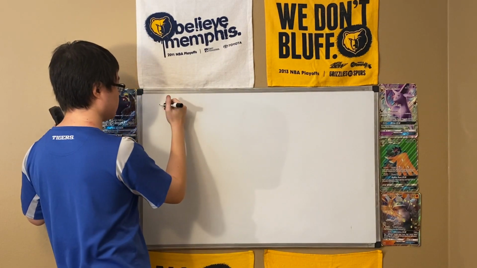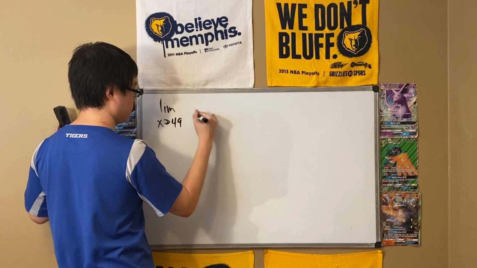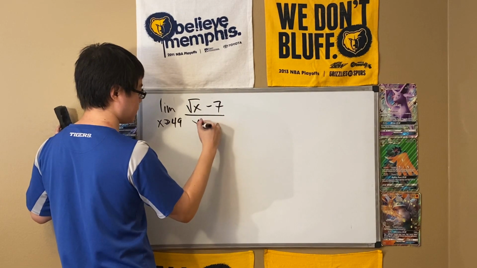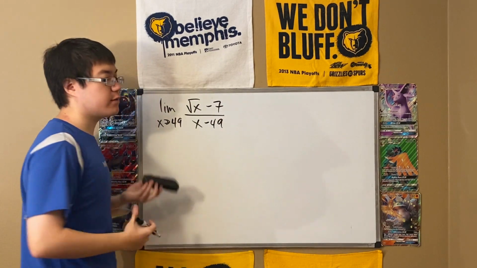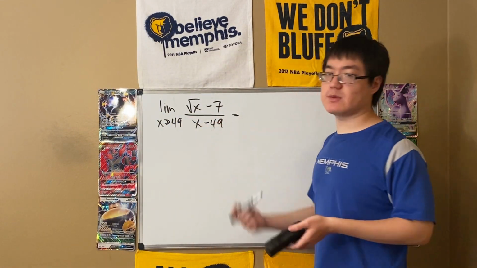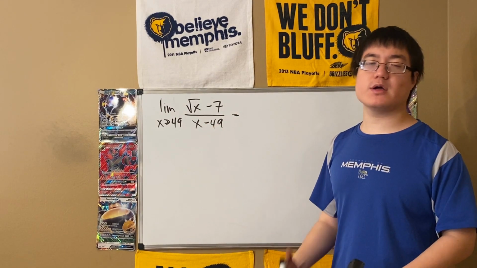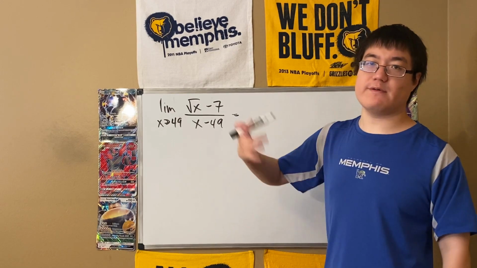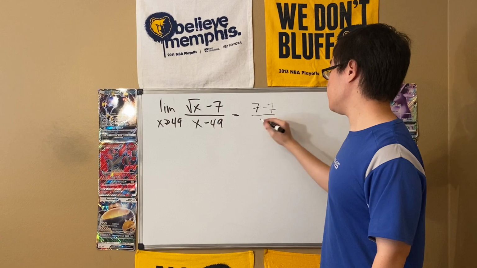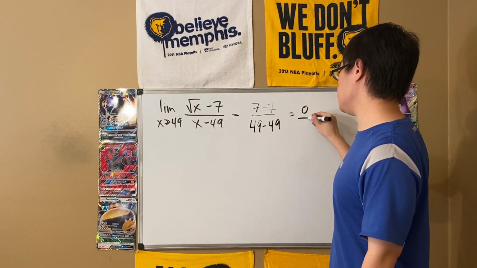So the next one I'm going to do is the limit as x goes to 49 of square root of x minus 7 over x minus 49. So this is a probably pretty common square root question. Again, first instinct is just to plug in the number and see what happens. Notice that in this case, when you plug in 49, you're going to get 0 over 0 because the square root of 49 is 7. So you're going to get 7 minus 7 over 49 minus 49. So that's going to give you 0 over 0.